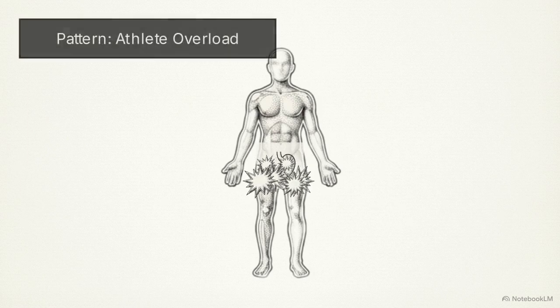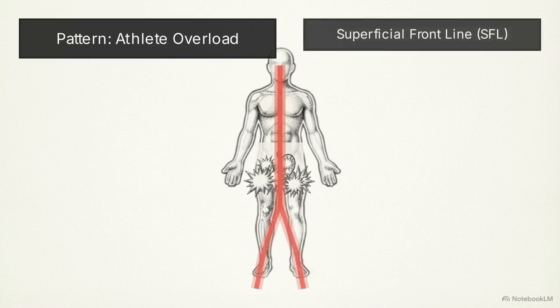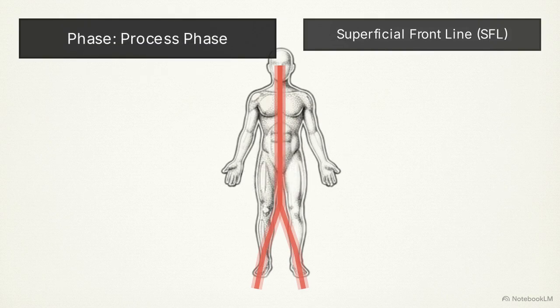The model resets again to map peak physical exertion, showing mechanical stress points layered squarely over the stomach and GI area. This represents athletes experiencing sudden gastrointestinal distress during training, followed by total failure of physical recovery. This athlete overload state maps directly onto the superficial front line, or SFL. The SFL is a continuous superficial layer of connective tissue running down the entire front surface of the body.